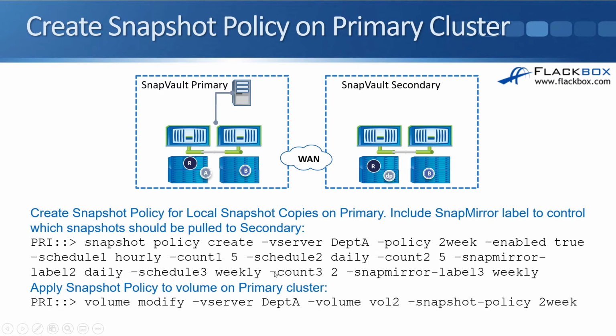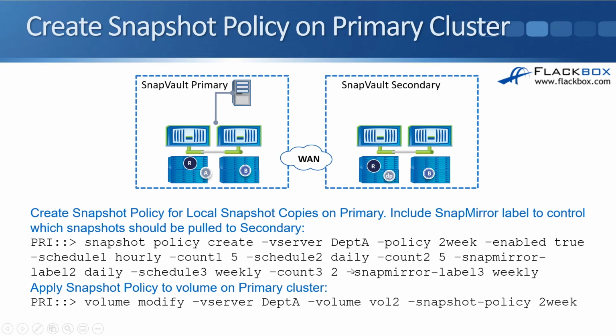So I'm going to keep the last 2 weekly snapshots. I'm going to want to pull these over to my SnapVault system as well. So I say SnapMirror label 3 weekly. And there you can see I've got schedule 3, count 3, and SnapMirror label 3. So the 3 ties those together.